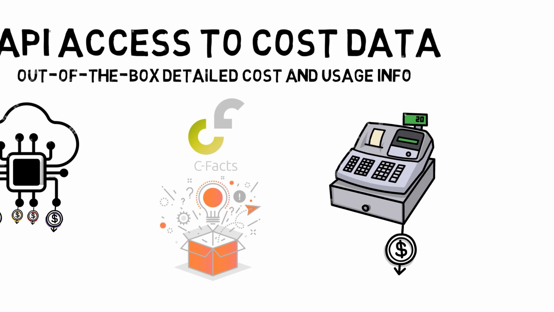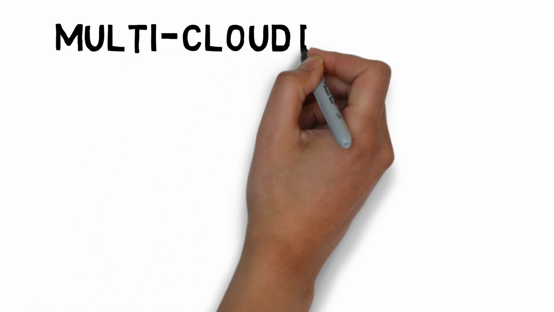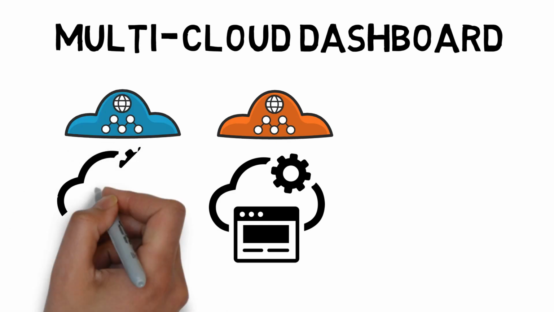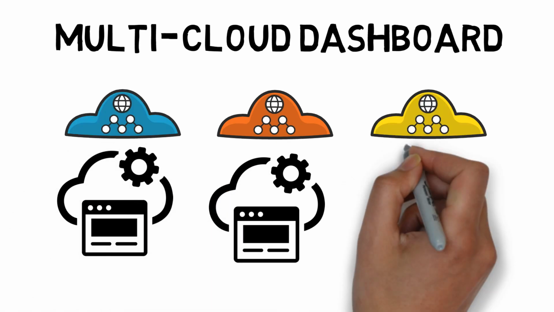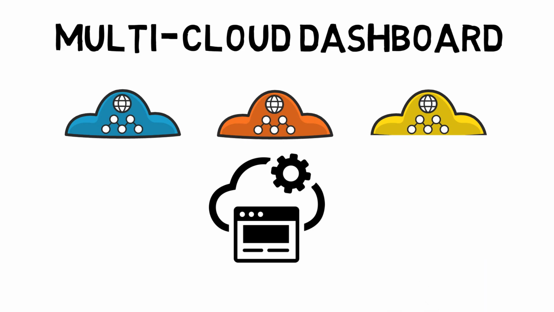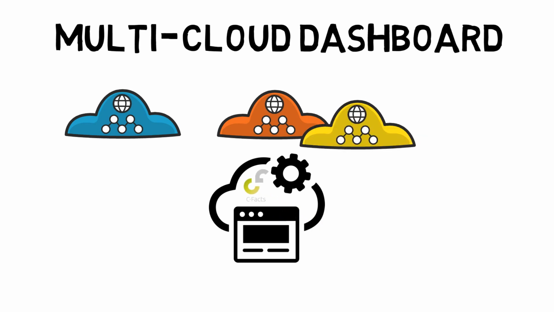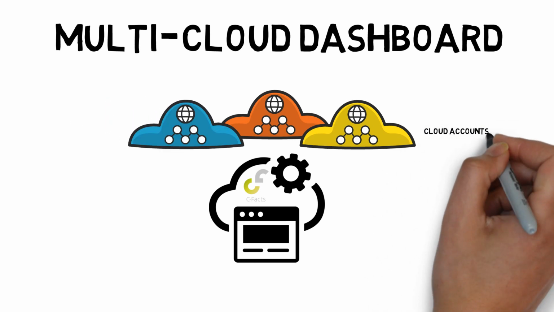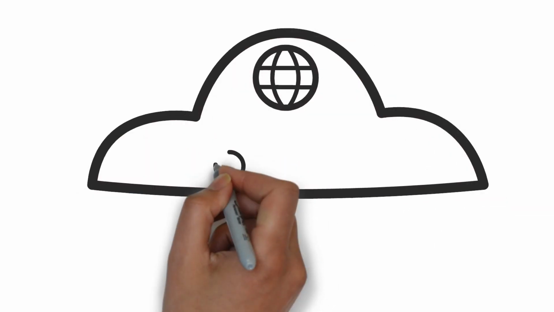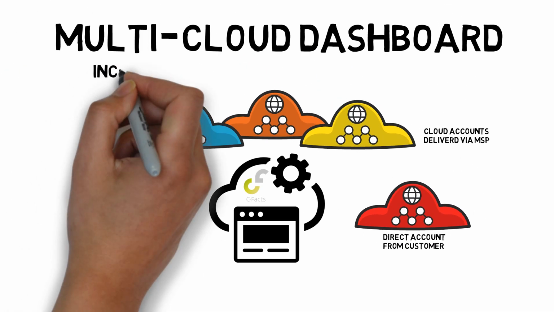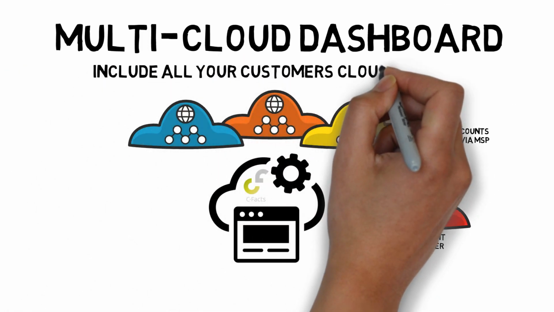Use case number 8. A multi-cloud cost dashboard, independent of where your customer is buying his cloud from. More and more companies are adopting a multi-cloud strategy, but how many MSPs offer a multi-cloud cost dashboard? Right? Not many. With CFACTS, you can differentiate from the competition by providing these customers a multi-cloud cost dashboard. And the good news is that you can even incorporate cloud accounts that you are not the provider of. Ideal for customers that are using multiple public clouds and don't want to switch to you with all of them.